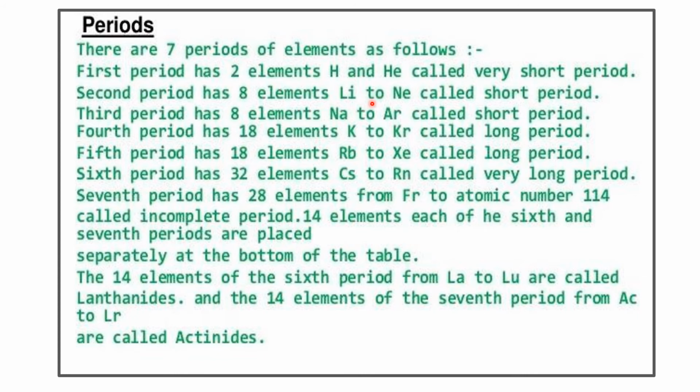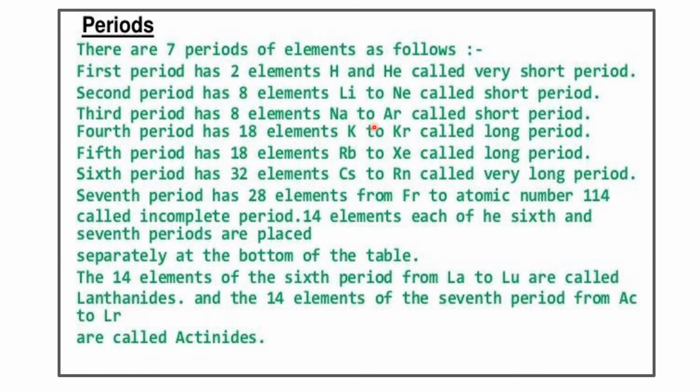They are lithium to neon. The elements present in this period are, starting with atomic number 3, lithium, then beryllium, boron, carbon, nitrogen, oxygen, fluorine and neon. This period is known as a short period. Then next is the third period. The third period also has 8 elements, starting with atomic number 11 and ending with atomic number 18. The elements present in the third period are sodium, magnesium, aluminium, silicon, phosphorus, sulfur, chlorine and argon.